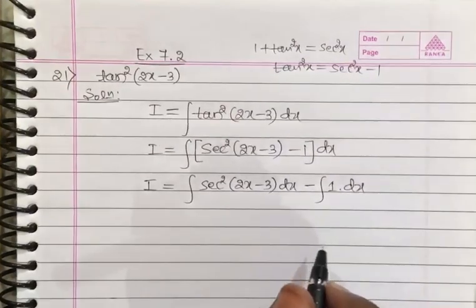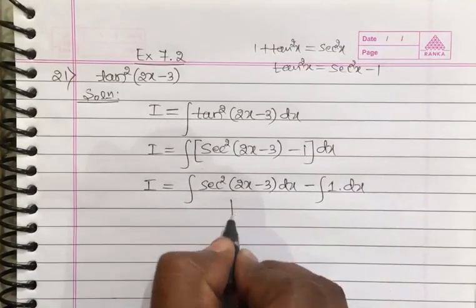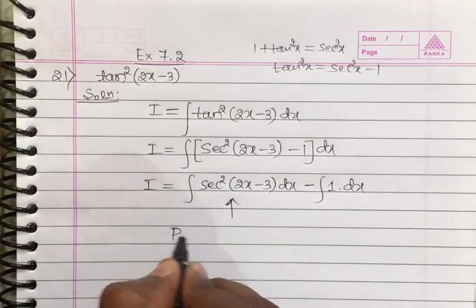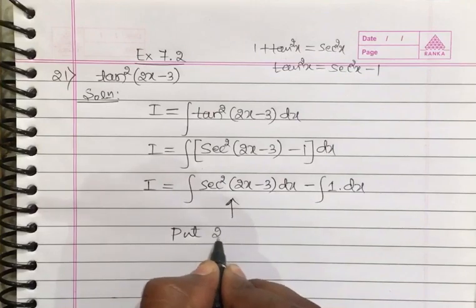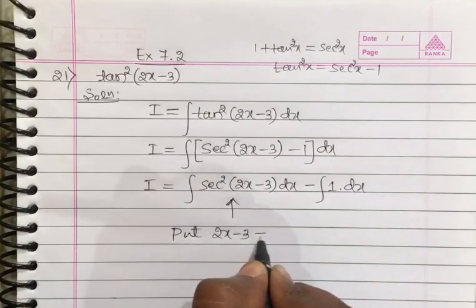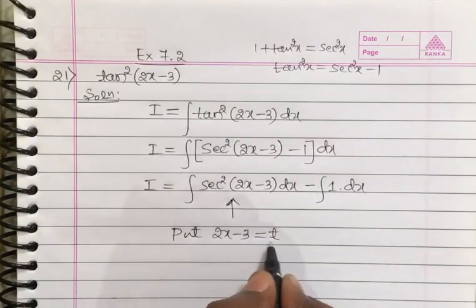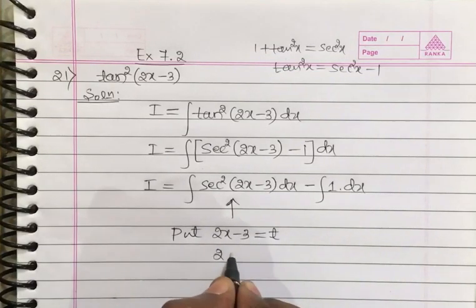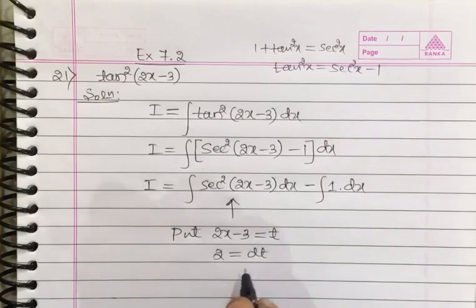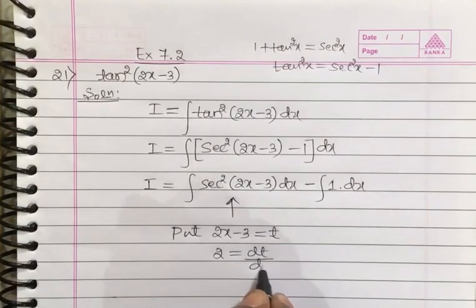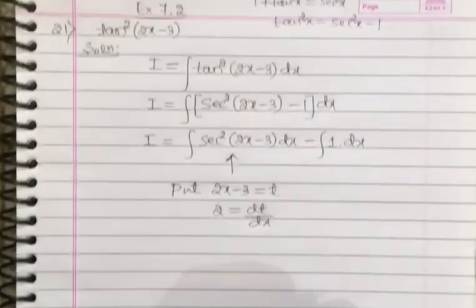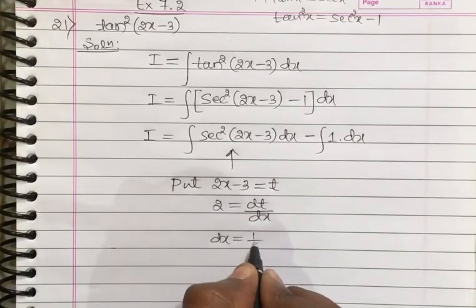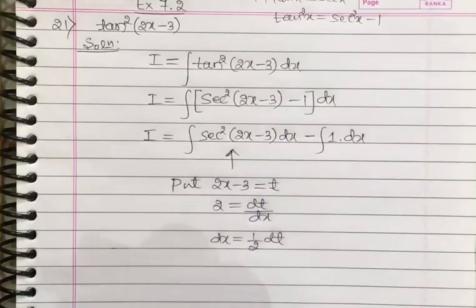Here in the first integral we have to go for the substitution. Put 2x minus 3 is equal to t. Differentiate both the sides now. Derivative of 2x will be 2, which is equal to dt by dx. So now we need only dx. So dx is equal to 1 by 2 into dt.